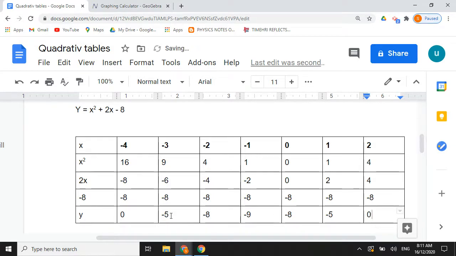Now, what does that actually look like on the graph? We're going to look at the graph application right now. For the function y equals x squared plus 2x minus 8, the parts that we want to plot are the values for x and y. So our pairs of coordinates will be minus 4, 0, minus 3, minus 5, minus 2, minus 8, minus 1, minus 9, 0, minus 8, 1, minus 5, and 2, 0.